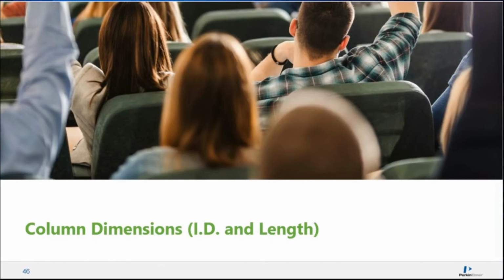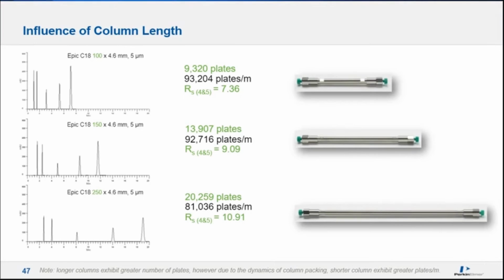The final two important parameters to look at when selecting columns are the actual column dimensions. And this would be the ID and the length of the column itself. We can first look at the influence of column length. In this case, we've used 5 micron particles. They're all EPIC C18, and we just vary the column length on a mixture of 5 components.